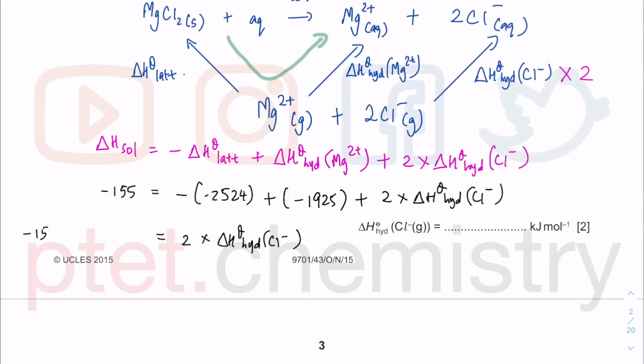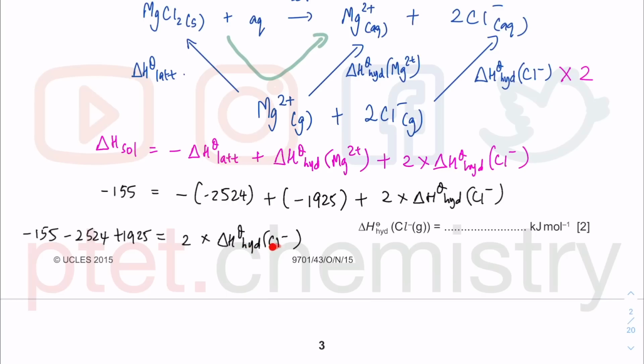I'm going to move the other stuff to the other side. So this is minus minus, it becomes a plus. When I move it to the other side, it becomes minus 2524. This is a plus multiplied by minus is a minus. When I move it to the other side, it becomes plus 1925.